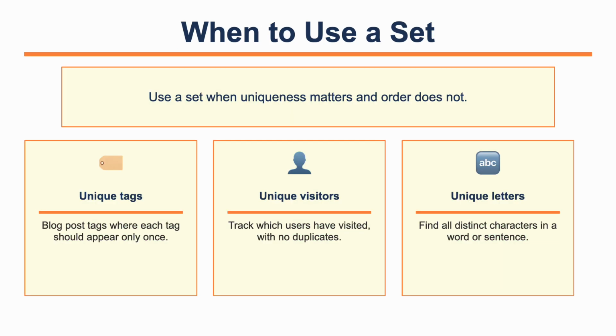Choose a set when you only care whether a value is present, not where it sits. Think about tracking which users have visited a page. You want to know who showed up, not what order they arrived in. The same thinking applies to collecting unique words or tags. Duplicates would just create noise, so a set handles that automatically.